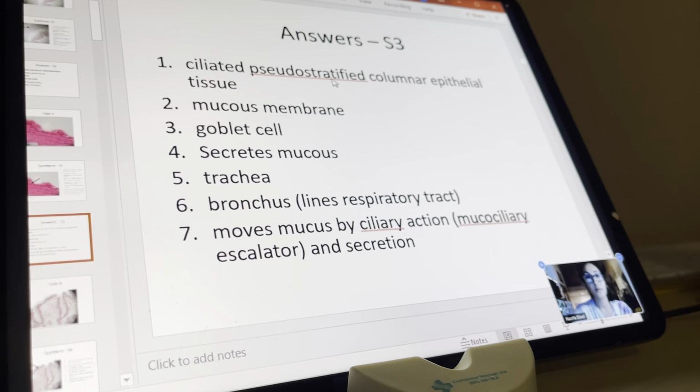But yeah, basically that's what it's spelled like: ciliated pseudostratified columnar. Mucociliary escalator. I don't remember her ever saying it this specifically. We just had it really simple: mucus traps the debris, cilia move it and push it out. So yeah, and then the bronchus lines the respiratory tract.